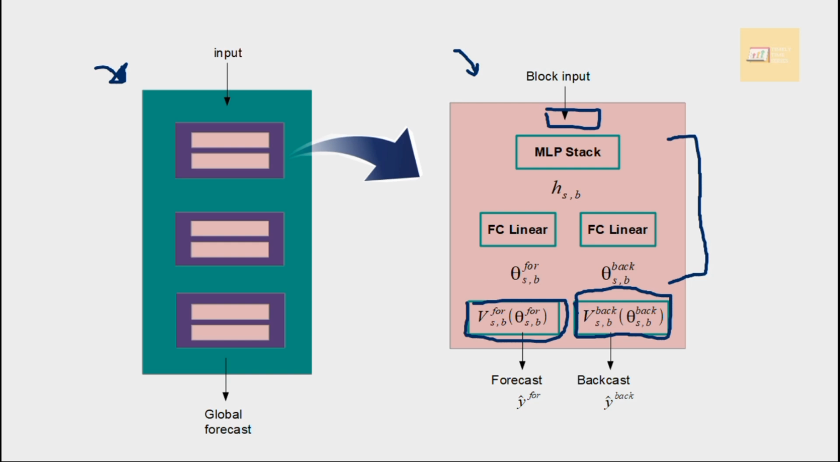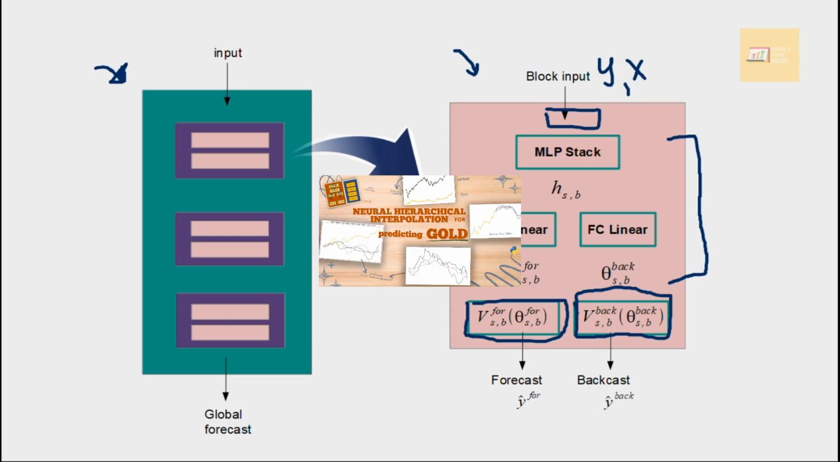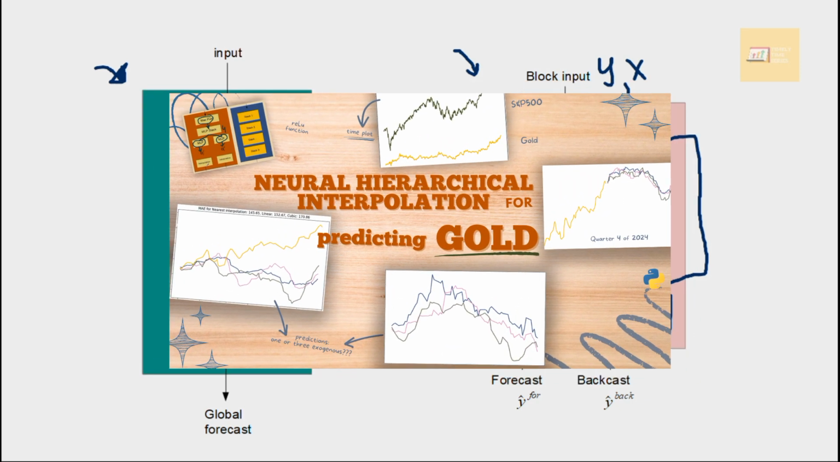Oh, by the way, NBEATSx, unlike NBEATS, receives exogenous variables in addition to the main time series. Then what about NHITS? Can NHITS accept exogenous variables? Well, it's not clearly stated in the paper actually, but it's possible in the coding. I made a video of using NHITS for predicting gold price using some exogenous variables. You can check that out.